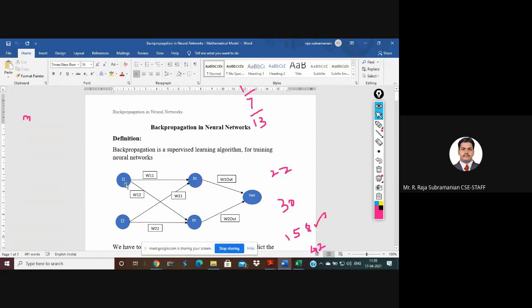And one more thing, don't think that only I1, I2, H1, H2, that names will be there. Names can be different. Don't think input will be I like that. A, B, C also I can give. Okay.